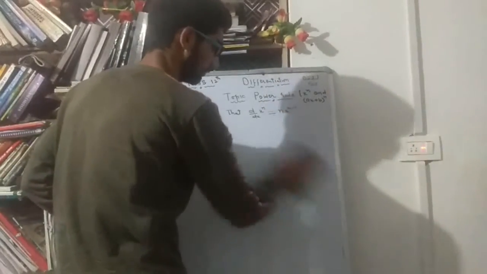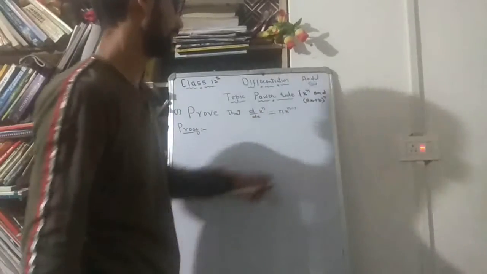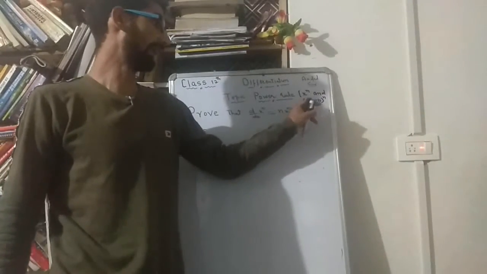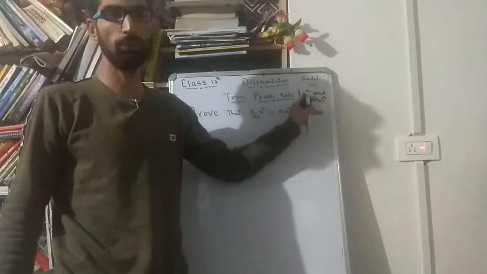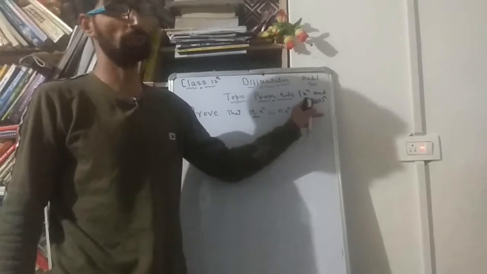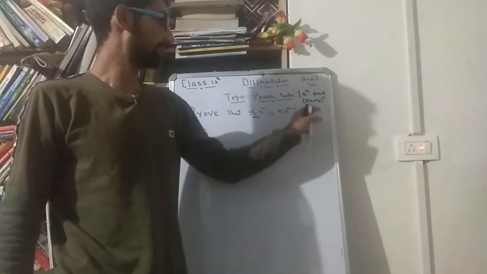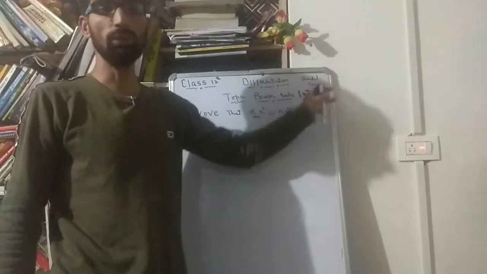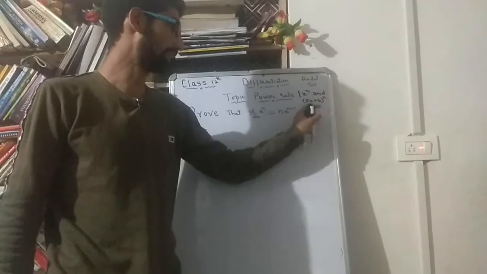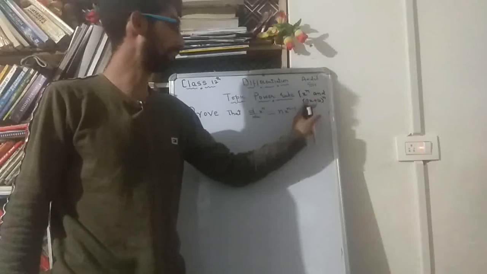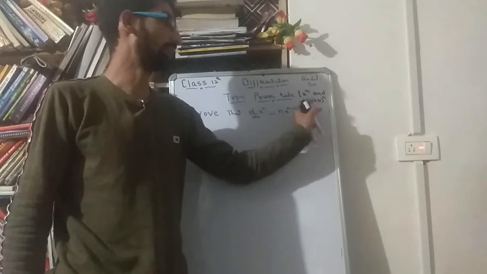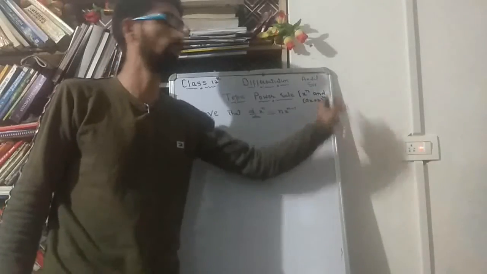The second very important result from this power rule is the derivative of (ax plus b) raised to n. We have to prove that the derivative of this function is equal to n times (ax plus b) raised to n minus 1, into a. The multiple of x, the factor of x, becomes in the derivative the multiple, the factor of the whole function.